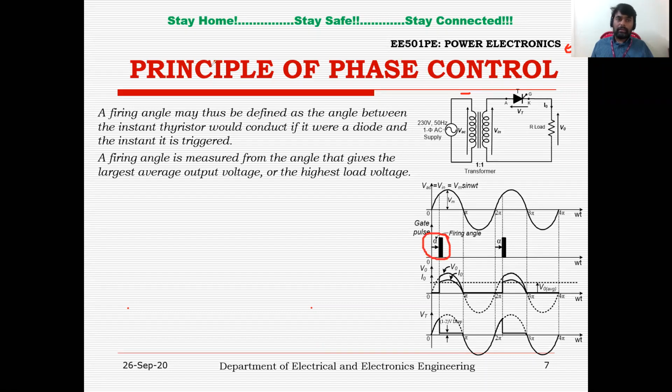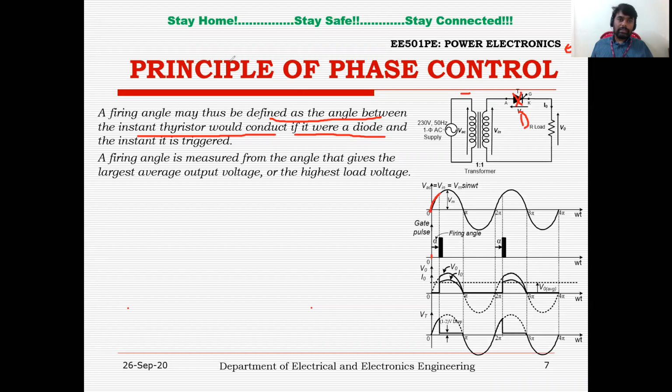Firing angle may be defined as the angle between the instant the thyristor would conduct if it were a diode and the instant it is triggered. So you can see it is measured from this point onwards, that means from omega T equal to 0 onwards. If you replace this thyristor with a diode, then it will start conducting from this point on. So the firing angle is measured from this point onwards.